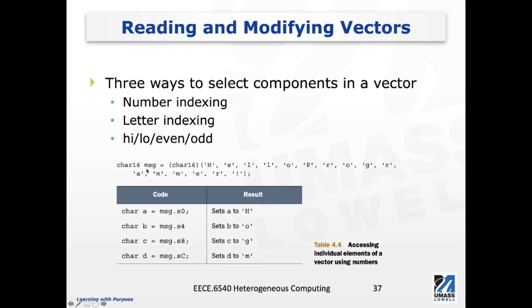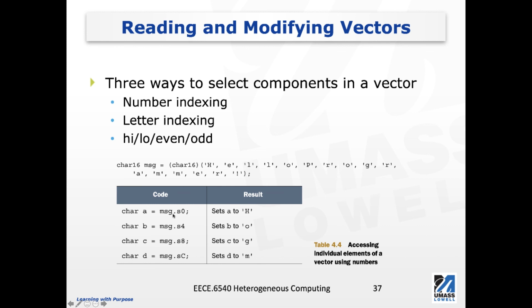We have a vector of 16 characters, and this vector is called msg. Here's how we initialize this vector. We declare the vector type, and also we put the values into these 16 elements. As you can see, these are letters, so we use single quotation marks to indicate this is a character. Overall, we have 16 characters that we put into this 16-element vector of character type.